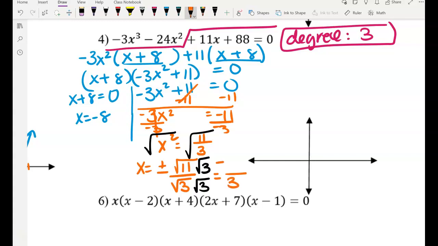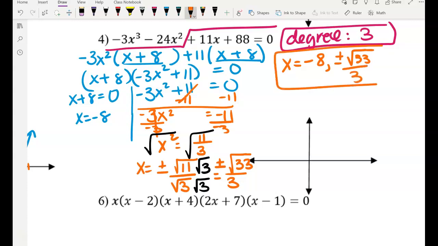Okay. Now we do need to put the plus or minus back. Rad 11 times rad 3 is rad 33. So I'm going to write our answer using a comma. X equals negative 8, comma, plus or minus rad 33 all over 3. Box that up. So those are the answers. I'm going to hold it right there before I pull up Desmos.